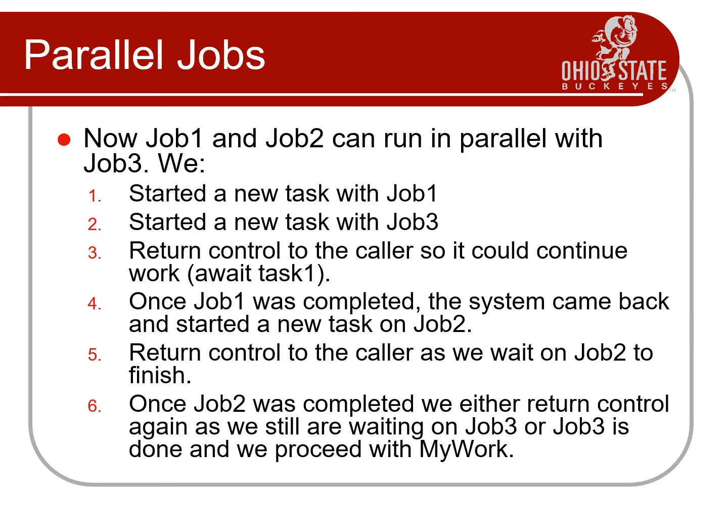And then we'll return control to the caller. Once job 1's complete, we'll come back. Once job 2 is complete, we'll come back. There are some efficiencies in this such that, if job 3 is already done by the time I call await job 3, then it boils down to basically a no-op, and it'll just finish up with my work there.